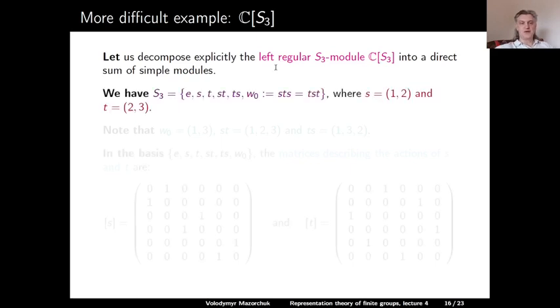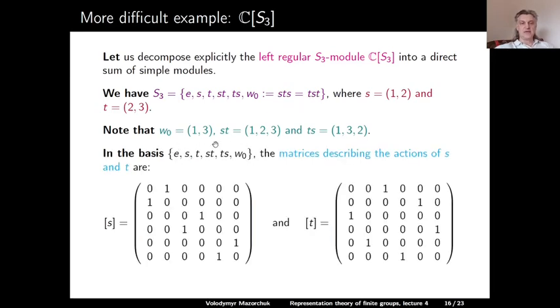So the group S3 consists of 6 elements. If we denote by S the transposition of 1 and 2, and by T the transposition of 2 and 3, then S3 consists of the identity E, the element S, the element T, the product ST, which is the cycle 1 goes to 2, goes to 3, back to 1. The element TS, which is a cycle 1 goes to 3, then it goes to 2, and then back to 1. And the element W0, which is a transposition of 1 and 3. And W0 is equal to STS and is also equal to TST.